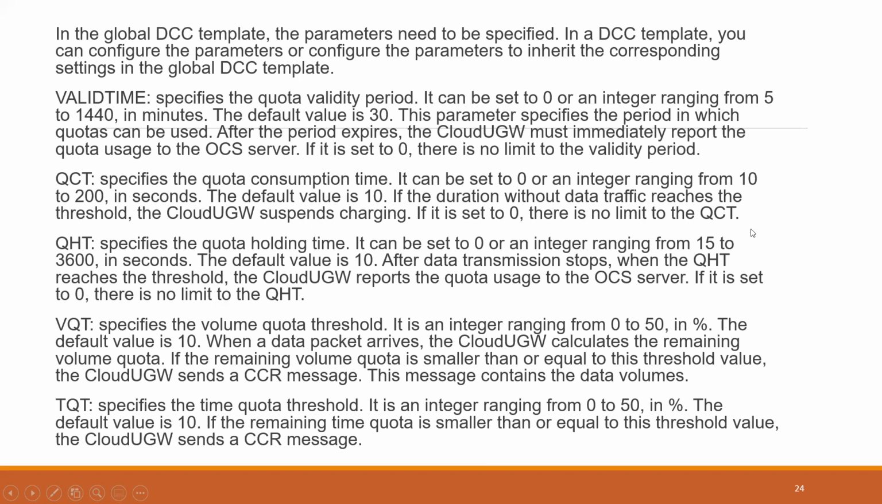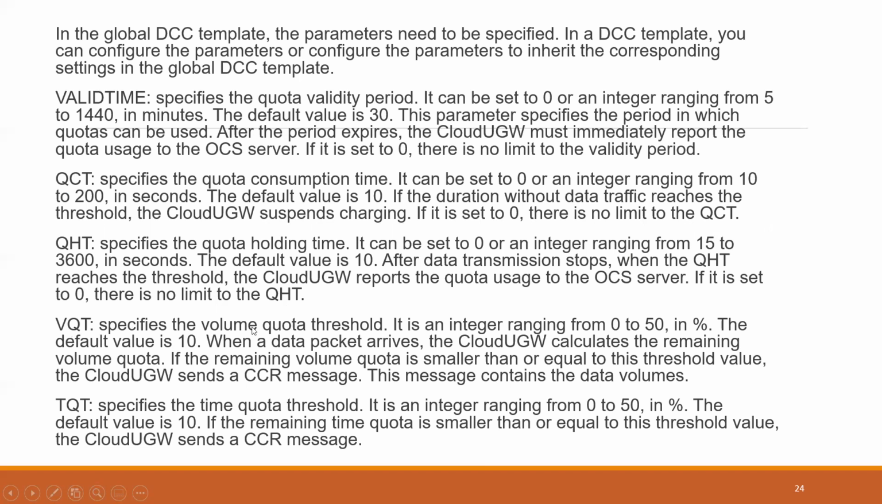If within those 10 seconds you do browsing for 5 seconds and consume 50 MB, and then for the remaining 5 seconds you do not do any transmission and the QHT is held, then the user will forcefully send the quota used report to the OCS server. If it is set to 0, then there is no QHT.